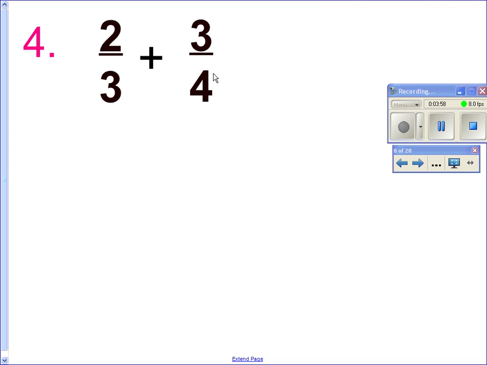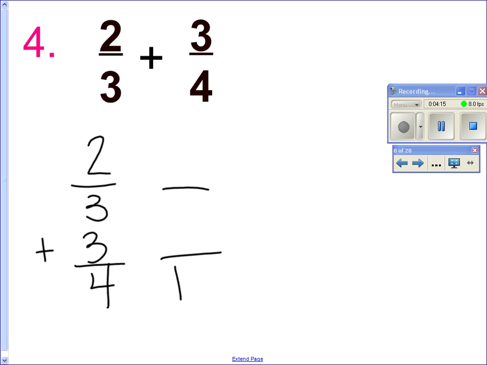So some examples. We have 2/3 plus 3/4. So you're going to rewrite it vertically. And you're going to say 3 and 4. What's a common denominator between 3 and 4? Remember, you always want the smallest common multiple. Well, that's going to be 12. What did you do with the 3 to get to 12? We multiplied by 4. Whatever you do to the bottom, you have to do to the top.